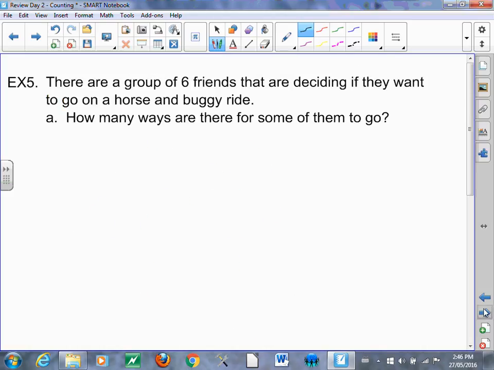All right. Example 5. There are a group of 6 friends that are deciding if they want to go on a horse buggy ride. How many ways are there for some of them to go? Well, the words some of them to go mean you've got to incorporate counting subsets. So don't forget this is counting subsets, which means each person could decide to go or not. So number of ways.